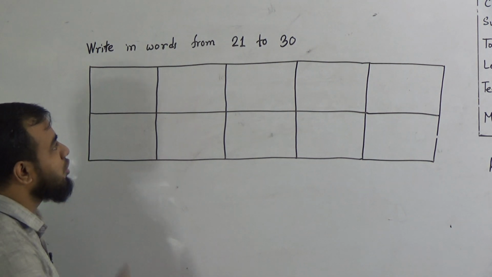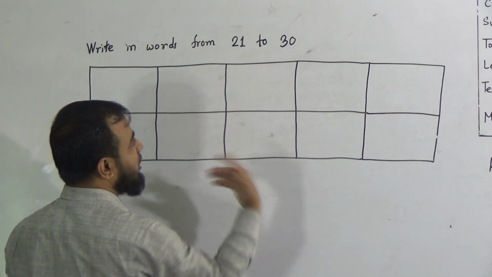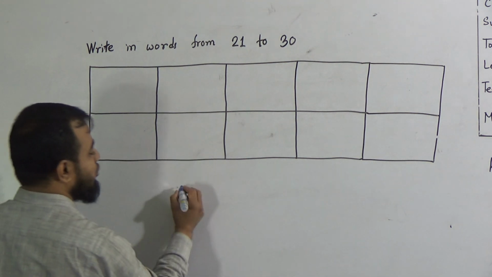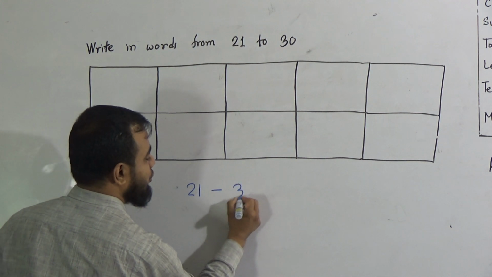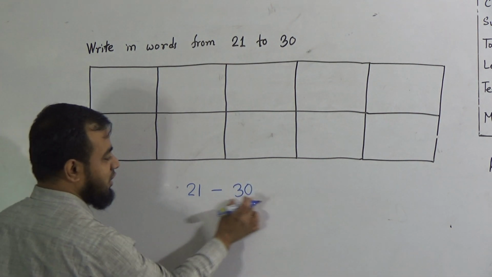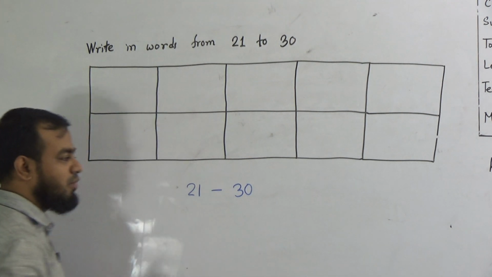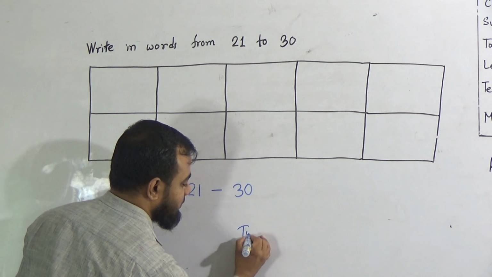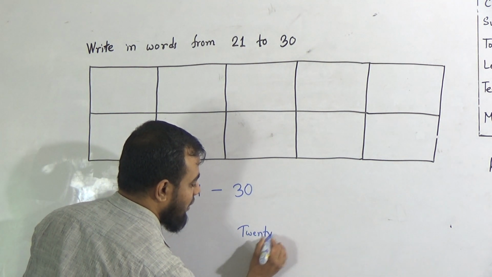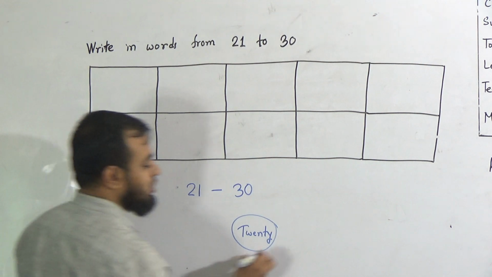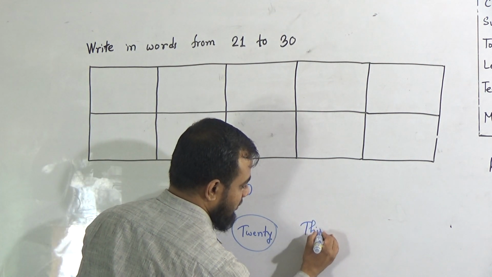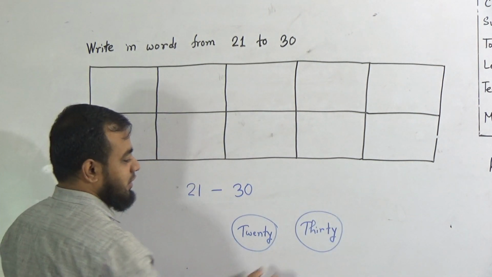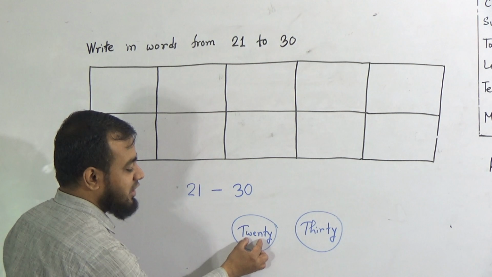My dear students, don't be worried. There are 10 numbers to write down in words today, but these 10 words are very easy. To write down in words from 21 to 30, we need to memorize only 2 words. That means the word 20, which you have already memorized, and also the word 30. This spelling is new today. Thirty. You have already learned the spelling of 20.